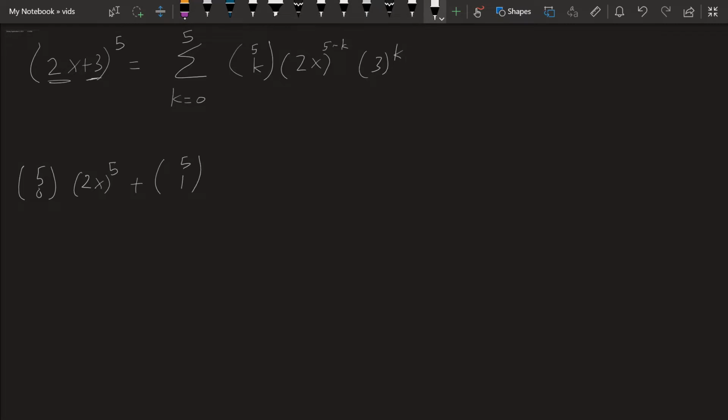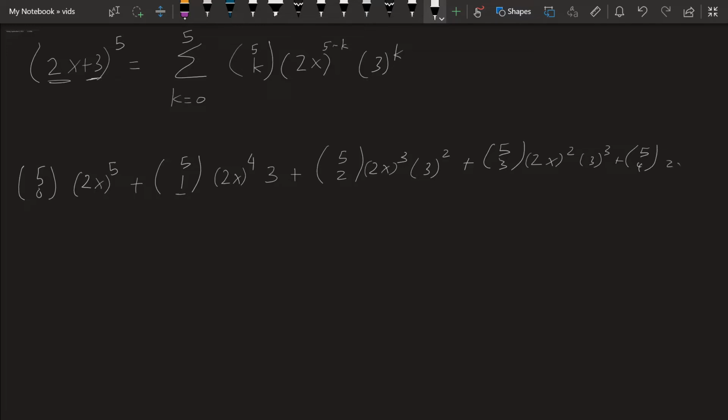And let's just write this again. 2x raised to the power of 5 minus 1, which is 4. b is raised to the second number. In this case, b is 3, so it's 3 raised to the power of 1. And we have 5 combination 2, 2x raised to the power of their difference. 5 minus 2 is 3, multiplied by 3 raised to the power of 2. Right, guys? And you see the pattern again. Let's just write this all out.